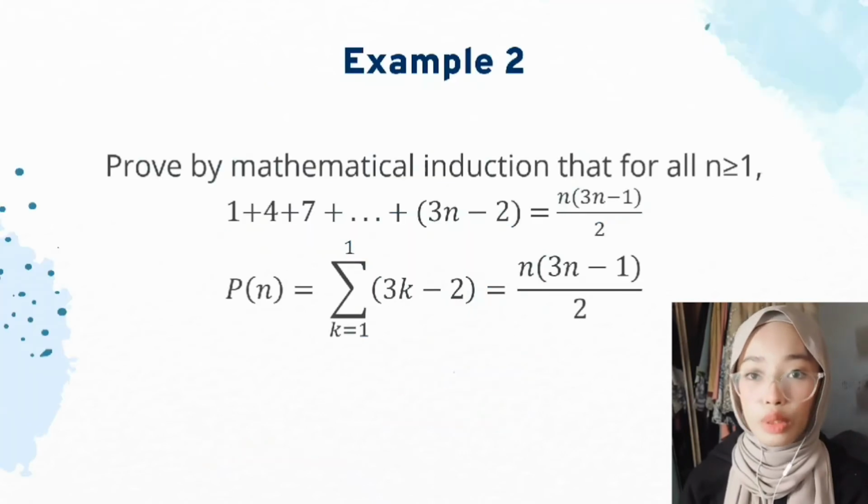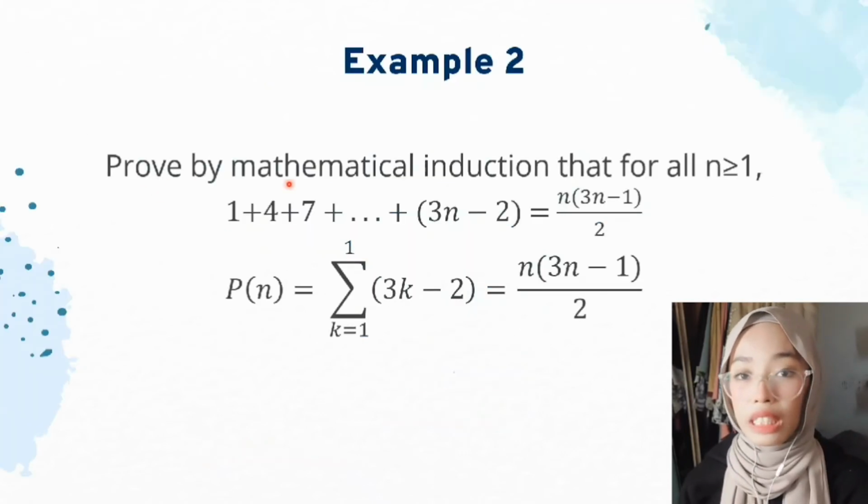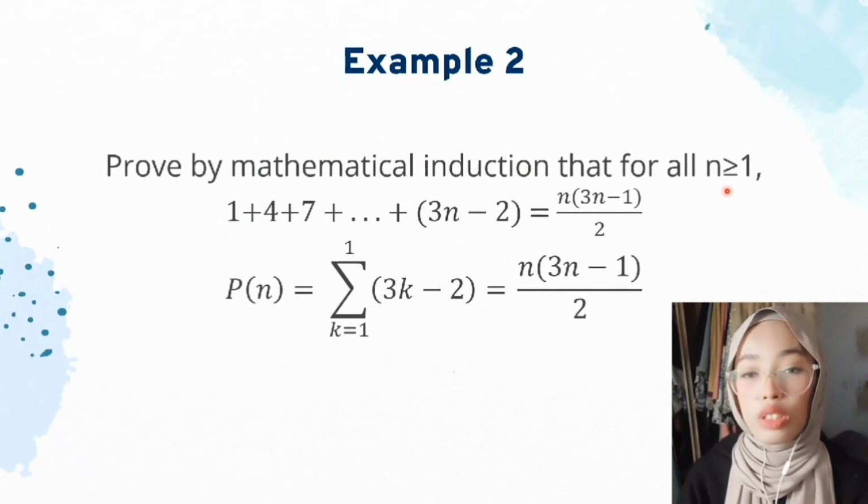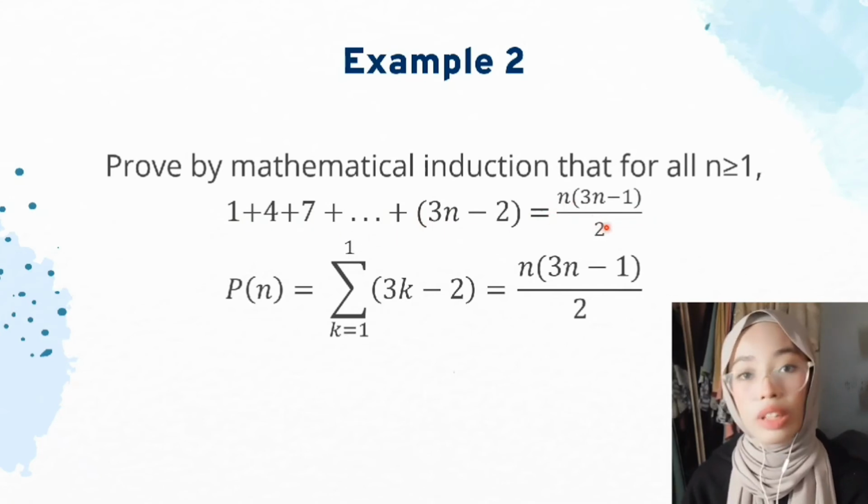For example 2, we need to prove by mathematical induction that for all n bigger than or equal to 1, this is the equation: 1 plus 4 plus 7 plus ... plus 3n minus 2 is equal to n times 3n minus 1 over 2.